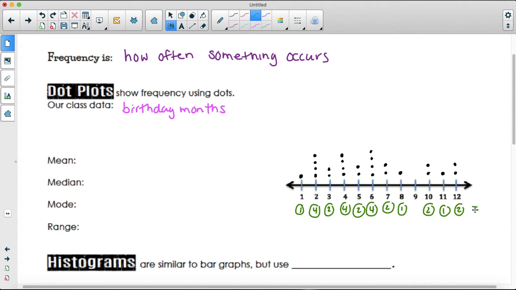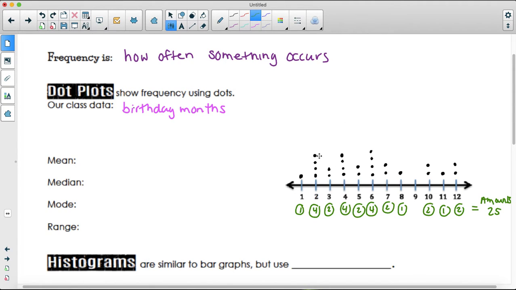So we actually have a total of 1 plus 4 plus 2 plus 4 plus 2 plus 4 plus 2 plus 1 plus 2 plus 1 plus 2. We have a total of 25. So we have a total of 25 students, because this is how many people we have.